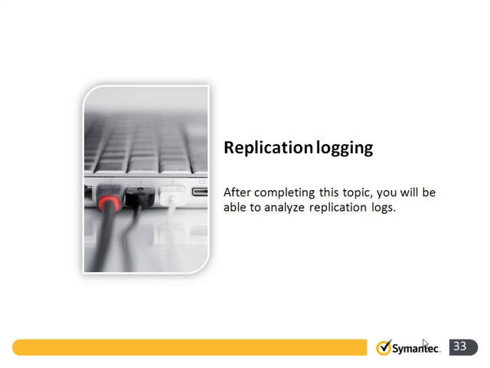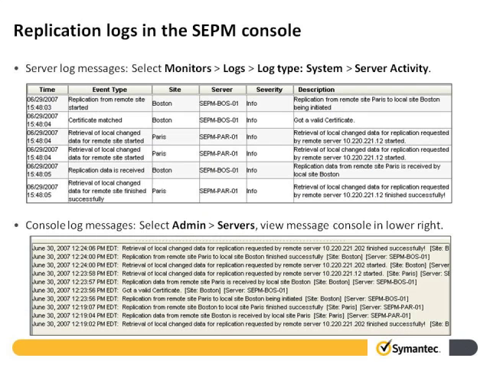So replication logging. Under the monitors page, under logs, system and server activity, we can see all the server activity that's occurring, and part of that is the replication. It may well be one of your daily tasks to check that replication has occurred and that it's been successful. We can also see this occurring at the console log messages underneath the admin and the servers page.